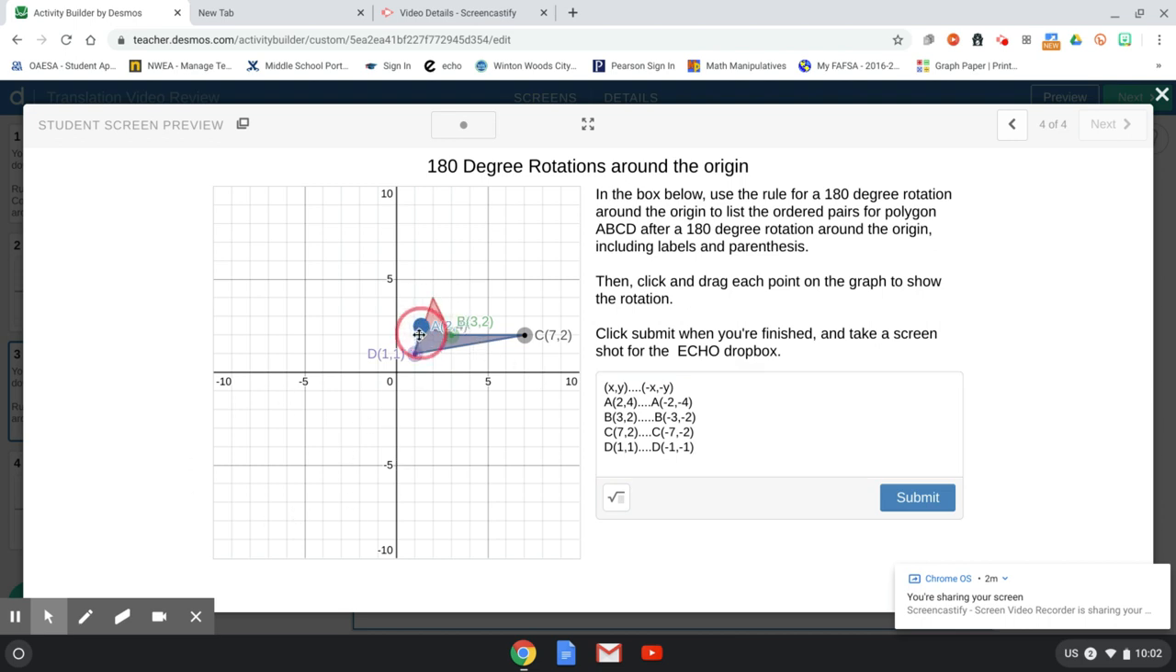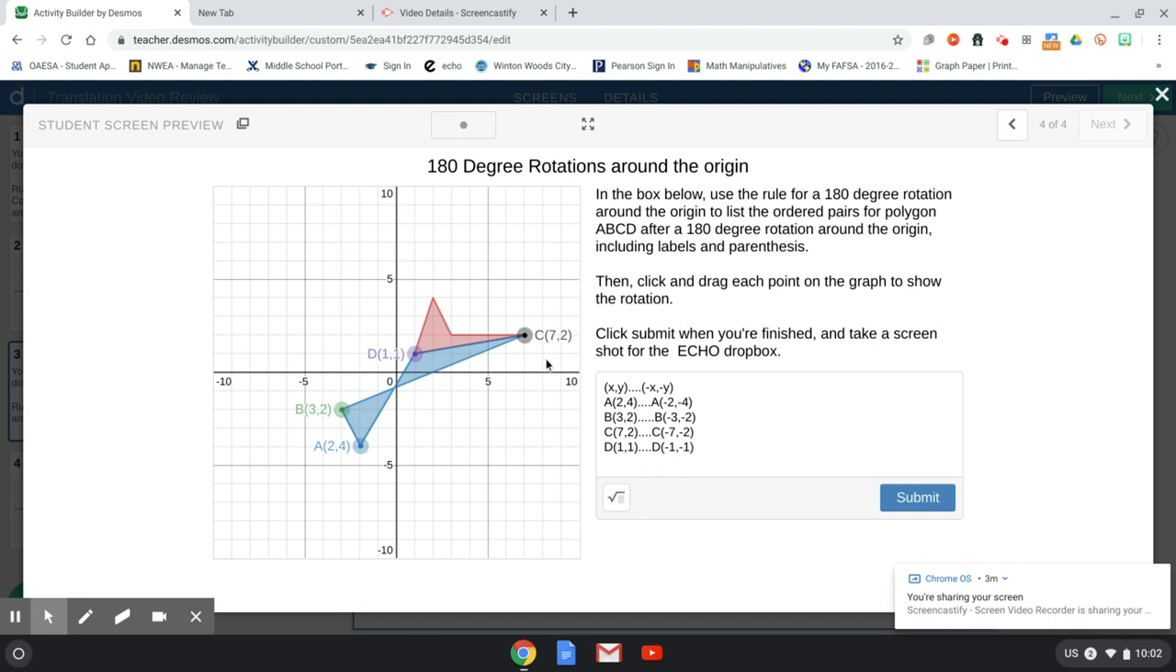I'm going to start with A, take it back to 0. A is going to move to (negative 2, negative 4). That means 1, 2 back, and 1, 2, 3, 4 down. B is going to go (negative 3, negative 2). So if I go back to 0, 1, 2, 3 negative, 1, 2 down.